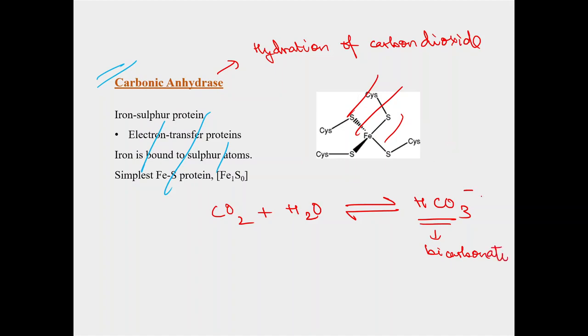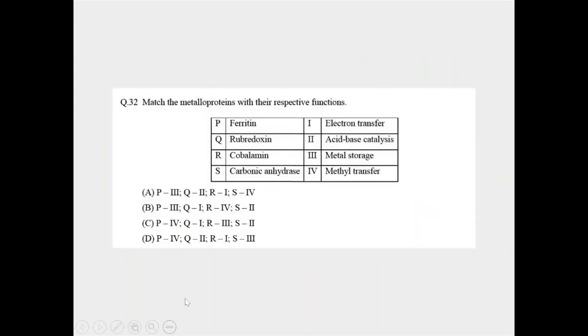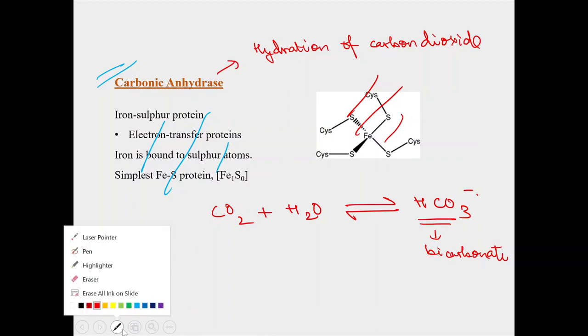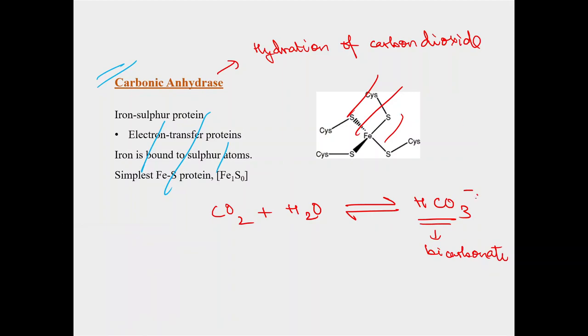So here we can see that from CO2 plus H2O, it can give HCO3 minus plus H plus, and again from HCO3 minus plus H plus, it can give back this. So this is an acid-base type of reaction, right? So among the given options, the function of this is acid-base catalysis.